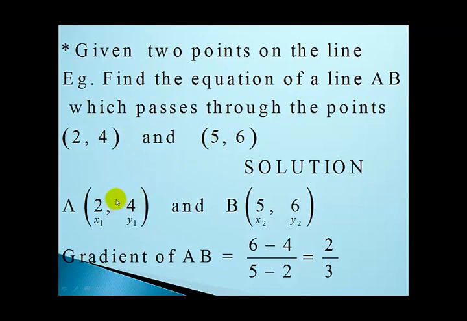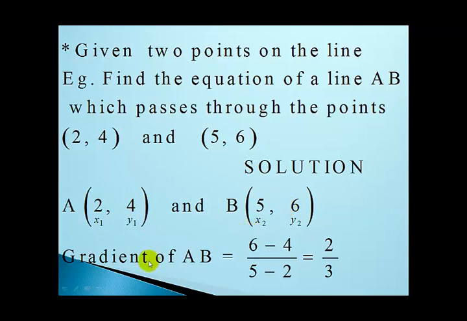Now we have point A, that is (2, 4). x1 is 2 and y1 is 4. With point B, (5, 6), x2 is 5 and y2 is 6. So we first have to find the gradient before the equation.